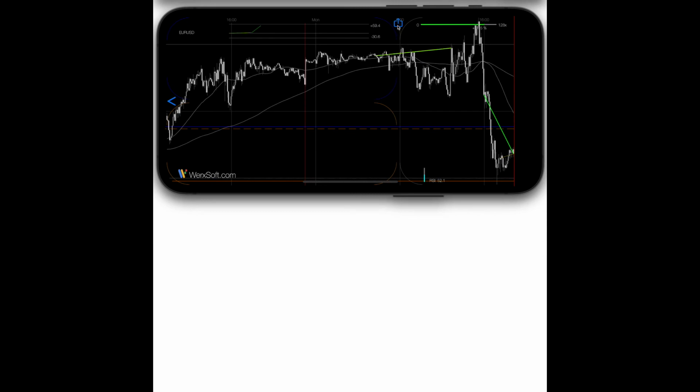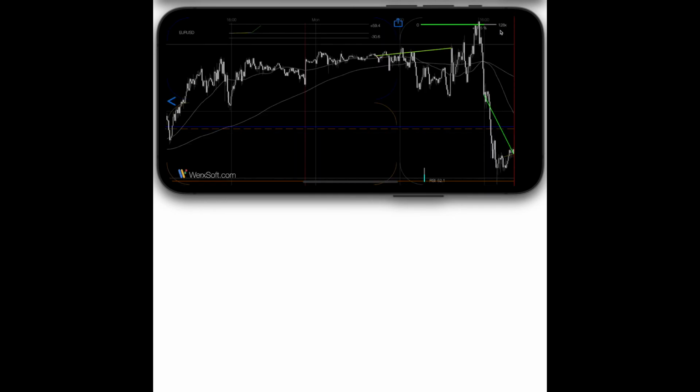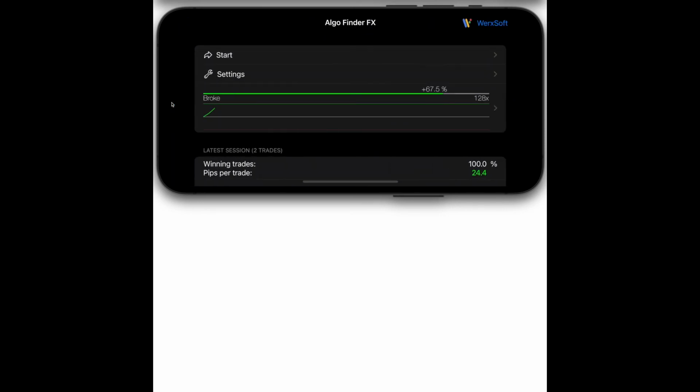This button lets you share a screenshot of your trades, so you can share them on social media or by message. And this button takes you back to your main menu, where you can see the result of our latest session, which is this line here. And yeah, we made only 2 trades and we won them both, so we have 100% win rate.